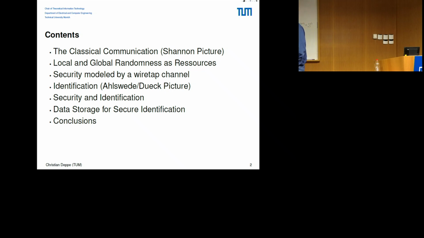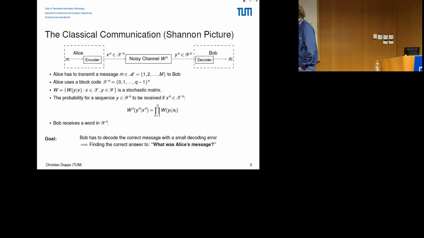And then after that part, I'll switch to another picture. I switch to the picture of identification introduced by Ahlswede and Dueck. And look what happened there. You will see there will be a huge difference between these things. And of course, of this difference, we use them for data storage, for secure identification. So we use these properties and show how we can use it for data storage. And then I will end with some conclusions.